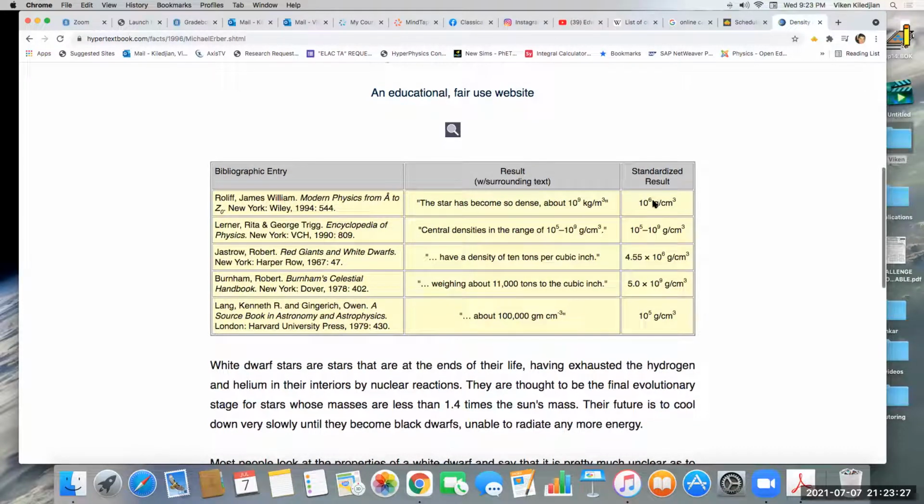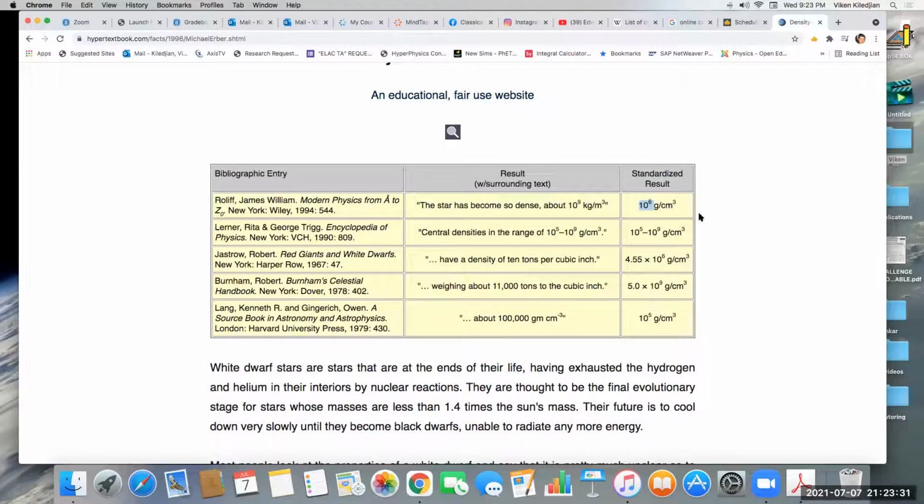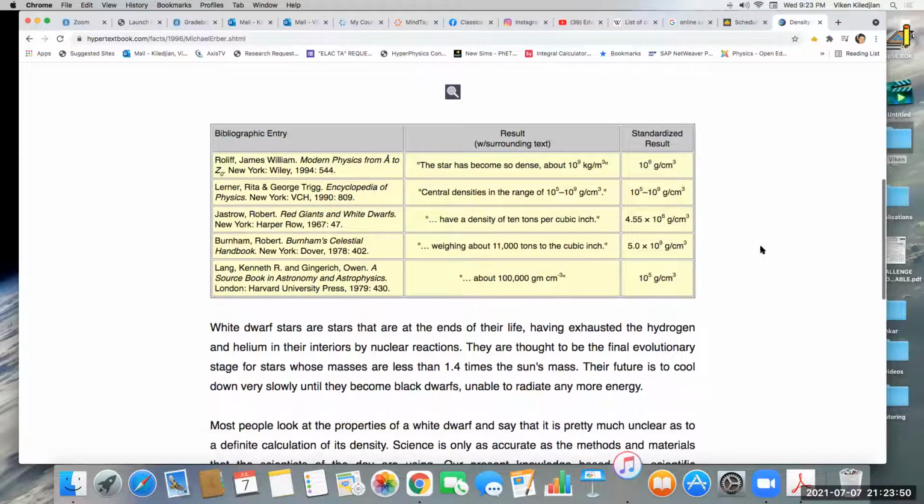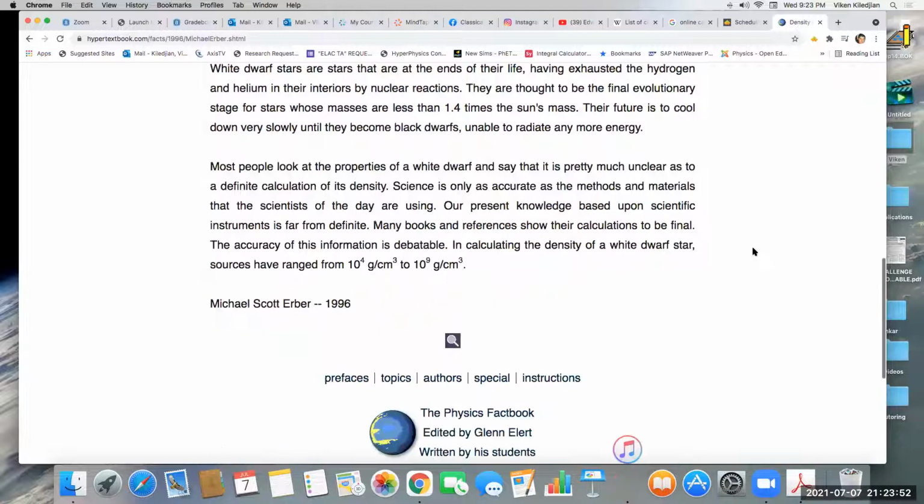1 million. We're expecting an answer in the vicinity of 10 to the 6th grams per cubic centimeter. That means the white dwarf is 1 million times denser than water. Imagine that. The density of water is 1 gram per cubic centimeter. The white dwarf star should roughly be of the order of 1 million grams per cubic centimeter, 1 million times denser than water. So that's the kind of density that we're expecting.